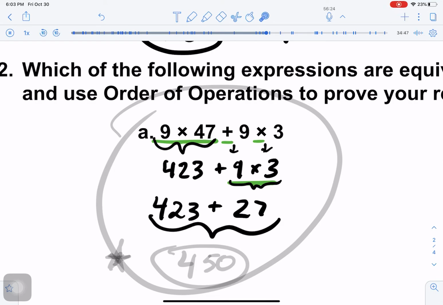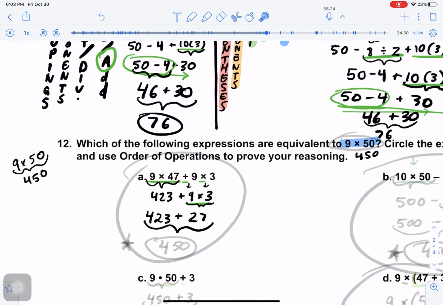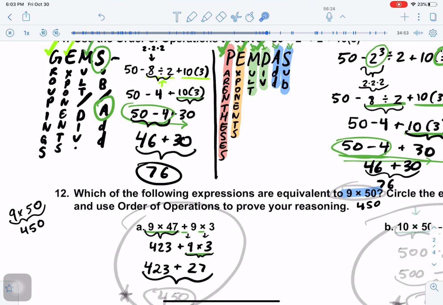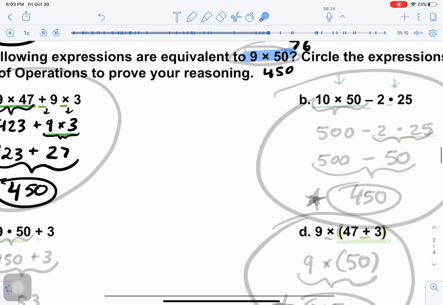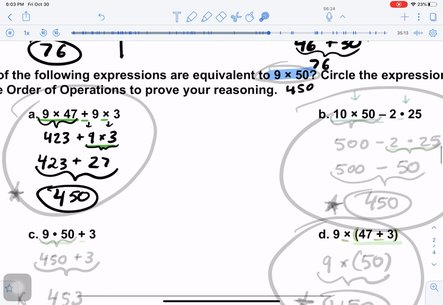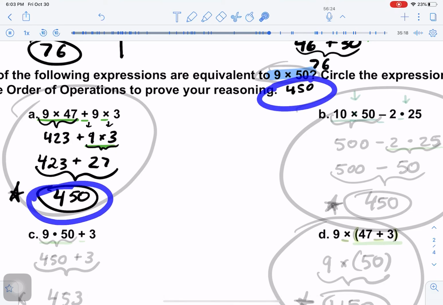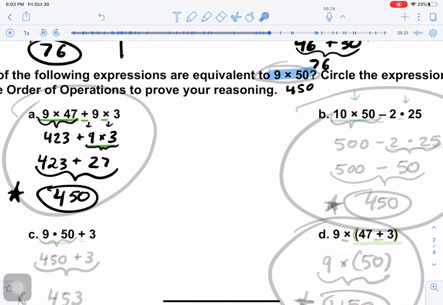I am at the addition step because I have no more multiplication. I also see that there are no parentheses or exponents or groupings. So the final step here is just to add. And when I add these two numbers, I do get 450. Now we're going to continue and solve to see how many more of these also equal 450, but we see that this is the answer we were looking for. I know that this could be one of the expressions that is equivalent to 9 times 50.